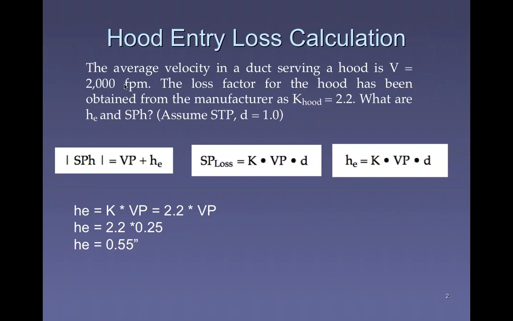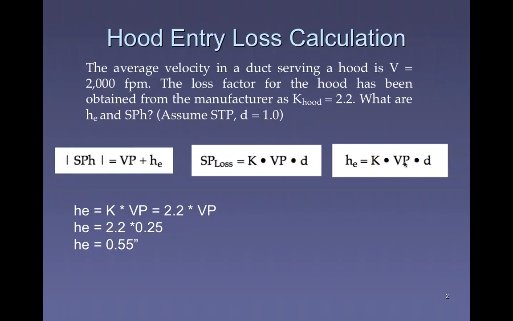Somebody convert it? You've got the table or the formula? I don't want to drop out of PowerPoint if I can avoid it. Somebody got the velocity pressure? Chart, 0.25. Okay, so the velocity pressure is 0.25. The loss factor for the hood has been determined from the manufacturer to be 2.2. So the hood entry loss is equal to 2.2 times 0.25. What's that come out to? That comes out to 0.55.